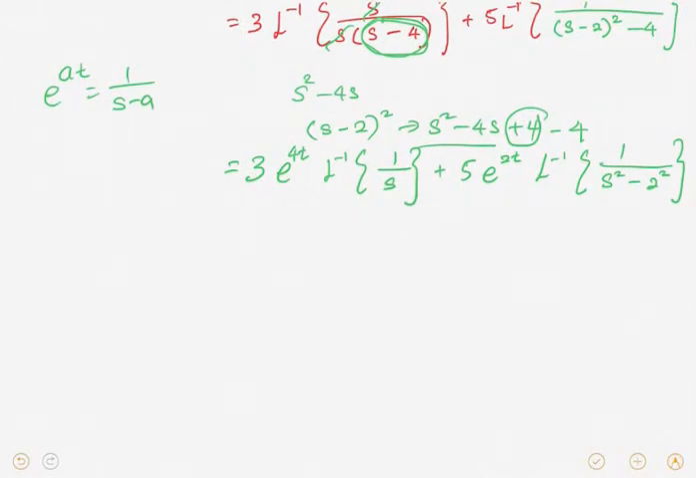Okay, now we can solve it. 3 exponent 4t, this one inverse Laplace transform of 1 over s, you obtain 1, because for a over s you obtain a, so you obtain 1, plus 5 exponent 2t inverse Laplace. This one, what can we obtain?